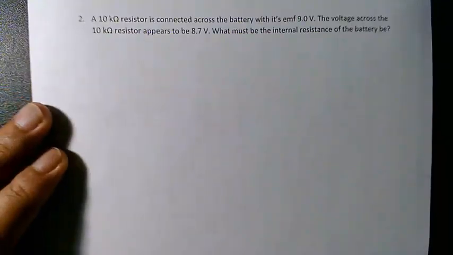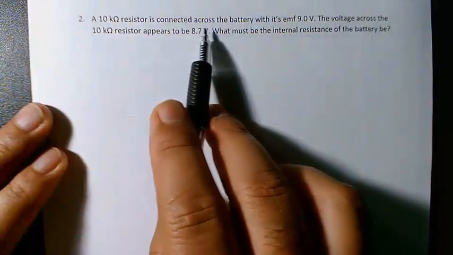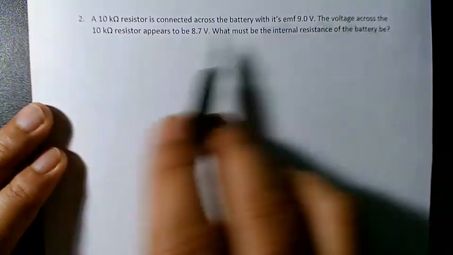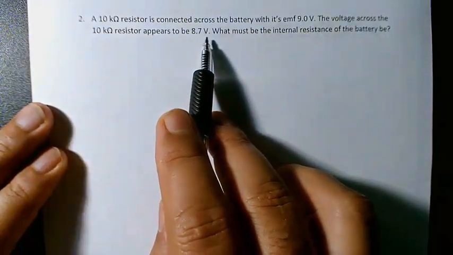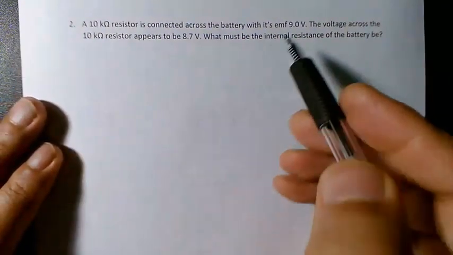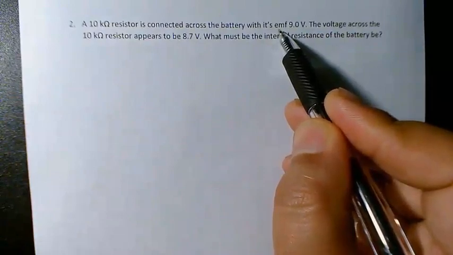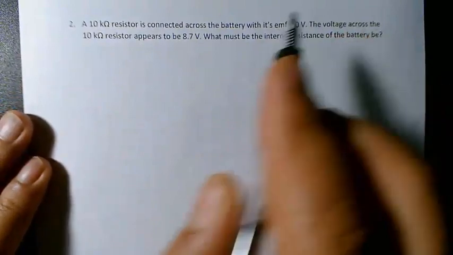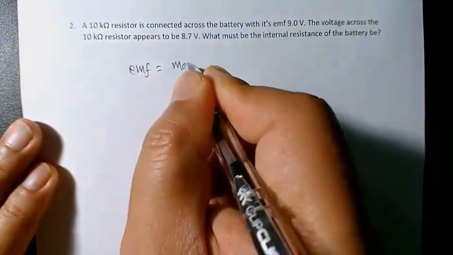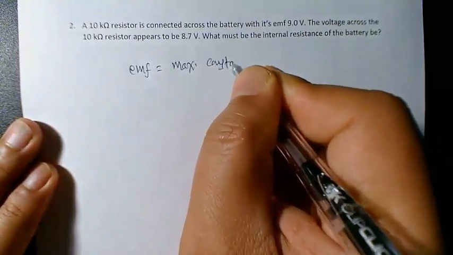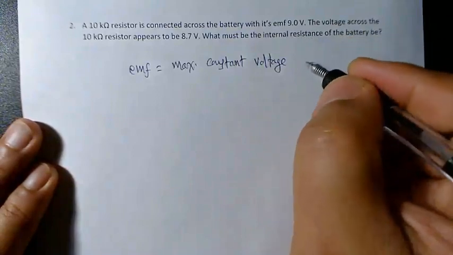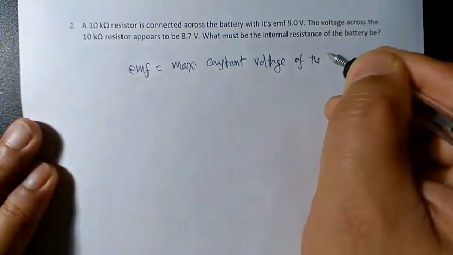Here's the next problem. It says a 10 kilo-ohm resistor is connected across a battery whose EMF is 9 volts. The voltage across the 10 kilo-ohm resistor appears to be 8.7 volts. What must be the internal resistance of the battery? Remember, EMF is electromotive force. It's the maximum, constant voltage that the battery is supposed to provide. It's the maximum capacity of the battery.